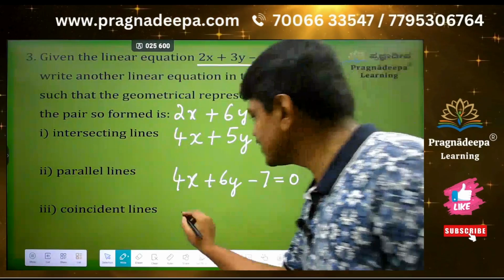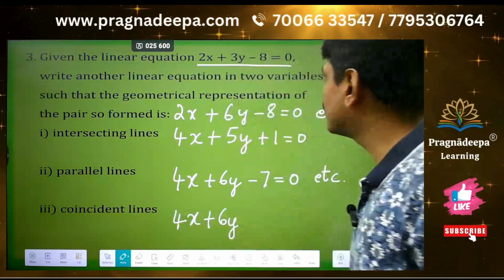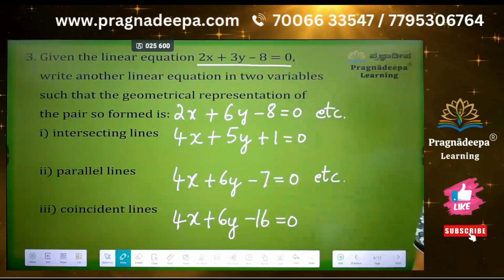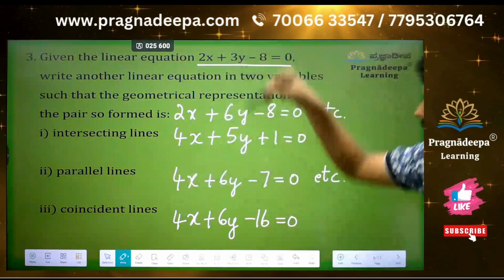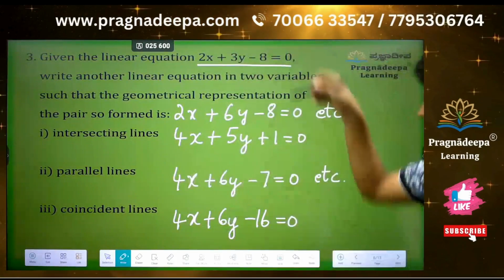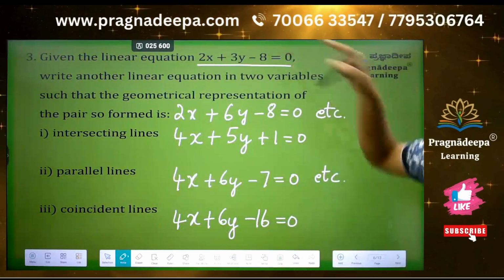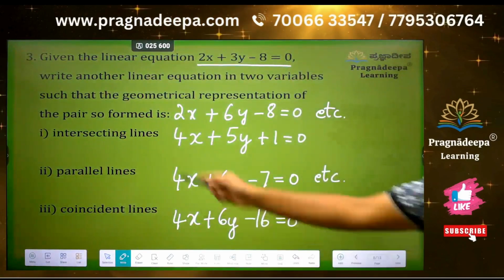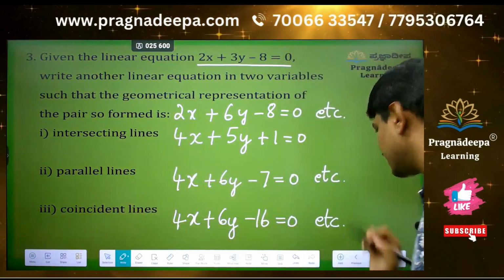Next, coincident. A1 by A2 equals B1 by B2 equals C1 by C2. What is the ratio I have to maintain? I should maintain all of them, right? Now see here, 2 by 4 is 1 by 2. 3 by 6 is 1 by 2. Minus 8 by minus 16 is also 1 by 2. So is this coincident with this? Is this parallel to this? Is this intersecting to this? So given one line, can you frame all these three? Etc. I hope you are understanding why I'm writing etc., students.